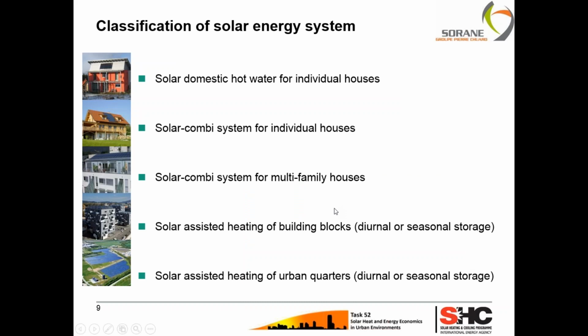So to sum up, in this classification, we considered five different classes of solar energy system. The first one, solar domestic hot water for individual houses. Then the solar combi system for individual houses and multifamily houses. And the two last connected to the grid, which are the solar assisted heating of building blocks and the solar assisted heating of urban quarters. For the two last ones, we considered the diurnal or the seasonal storage in the survey.